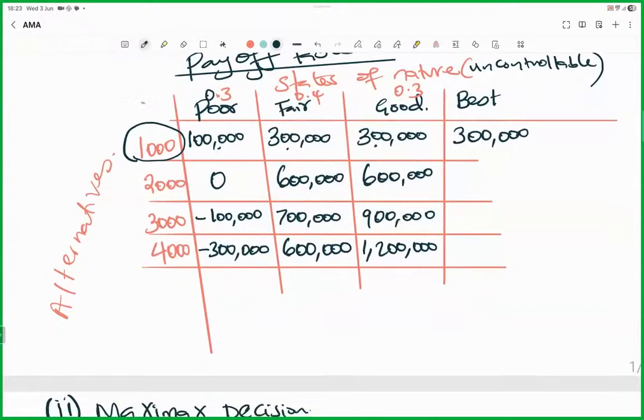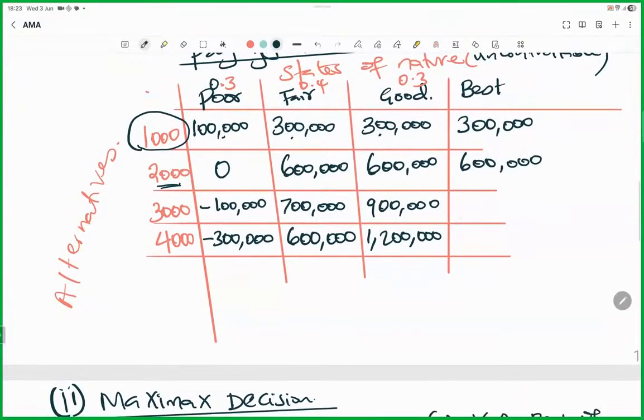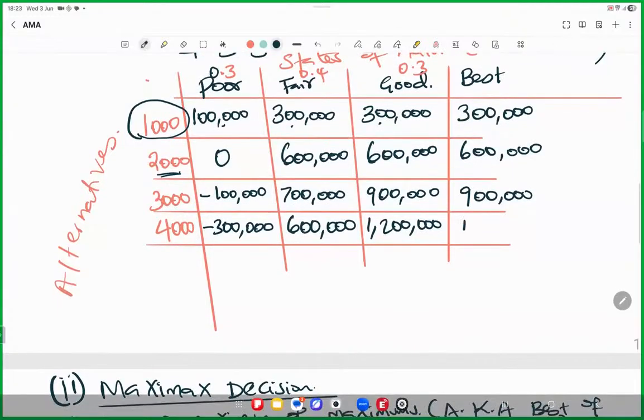So under this alternative of 2,000, what is the highest? The online guys are not talking to me. The very highest is which one? 600,000. How about these 3,000? What is the highest? 900,000. How about 4,000? 1.2 million.